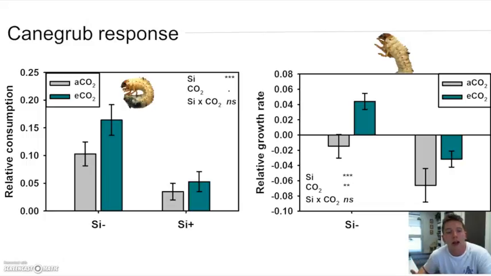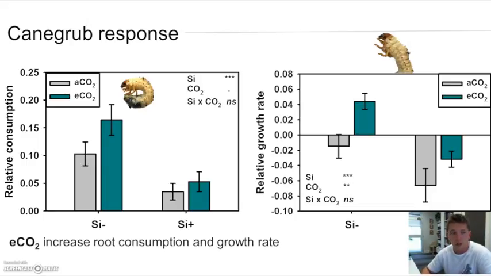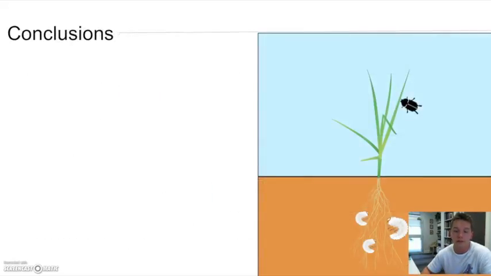But when under the application of silicon, we can see that this brings it right down. Looking at the relative consumption, it's brought the consumption right down. There's almost basically no difference between the ambient and elevated CO2 anymore. And again, in the relative growth rate on the right, you can see it's brought their growth rate right down into the negative. So again, they were just losing weight basically. So elevated CO2 can possibly increase the root consumption and it can increase the growth rate. But silicon dramatically brings this back down. It really decreases their consumption and growth rate.